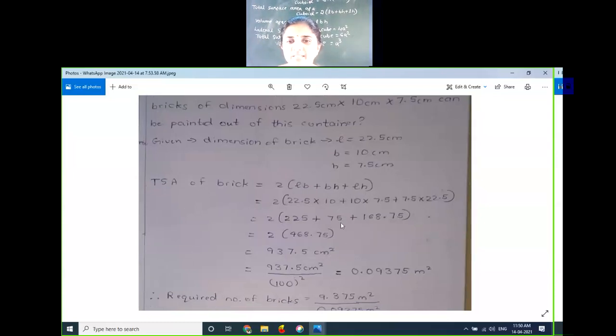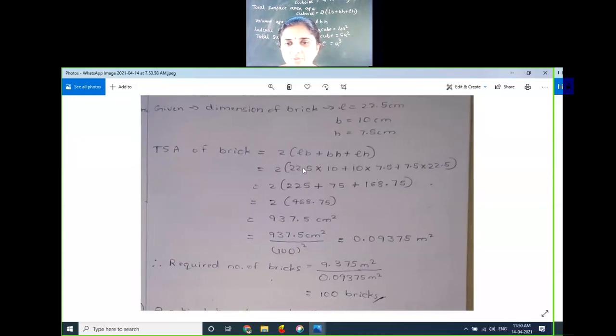L is 22.5, breadth 10, then breadth again 10, height 7.5, L 22.5, then height 7.5. Then just multiplication: 225 plus 75 plus 168.75. After adding this, we get 468.75. Then multiply this by 2, so the answer is 937.5 centimeters square.